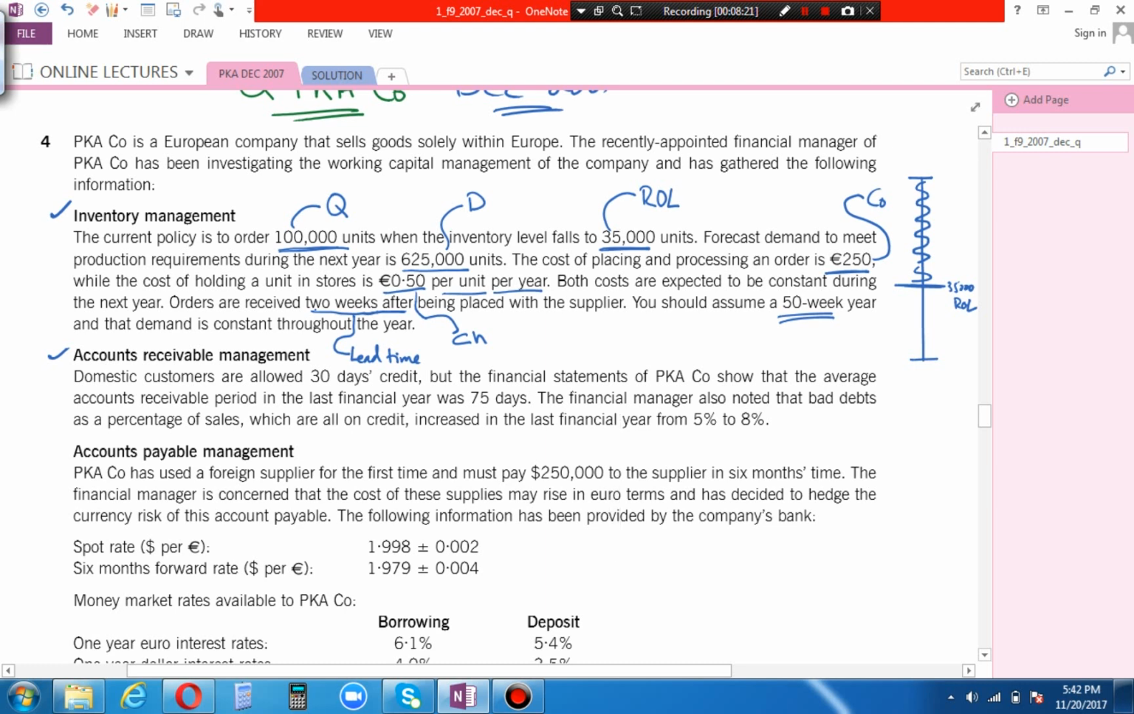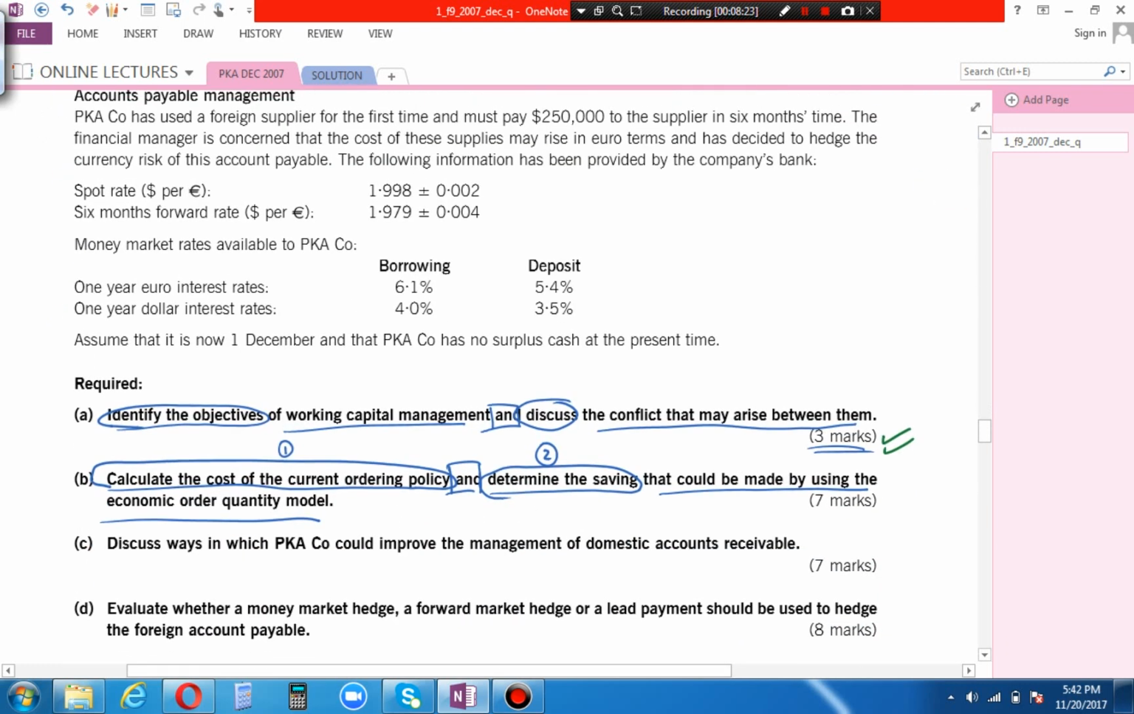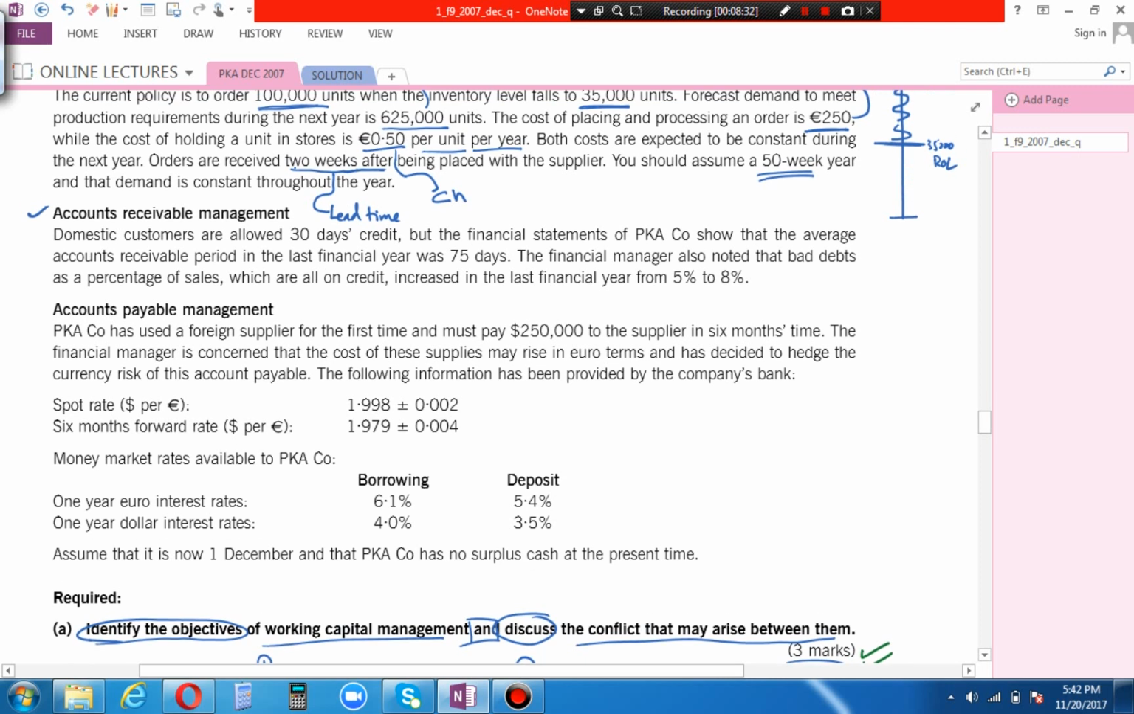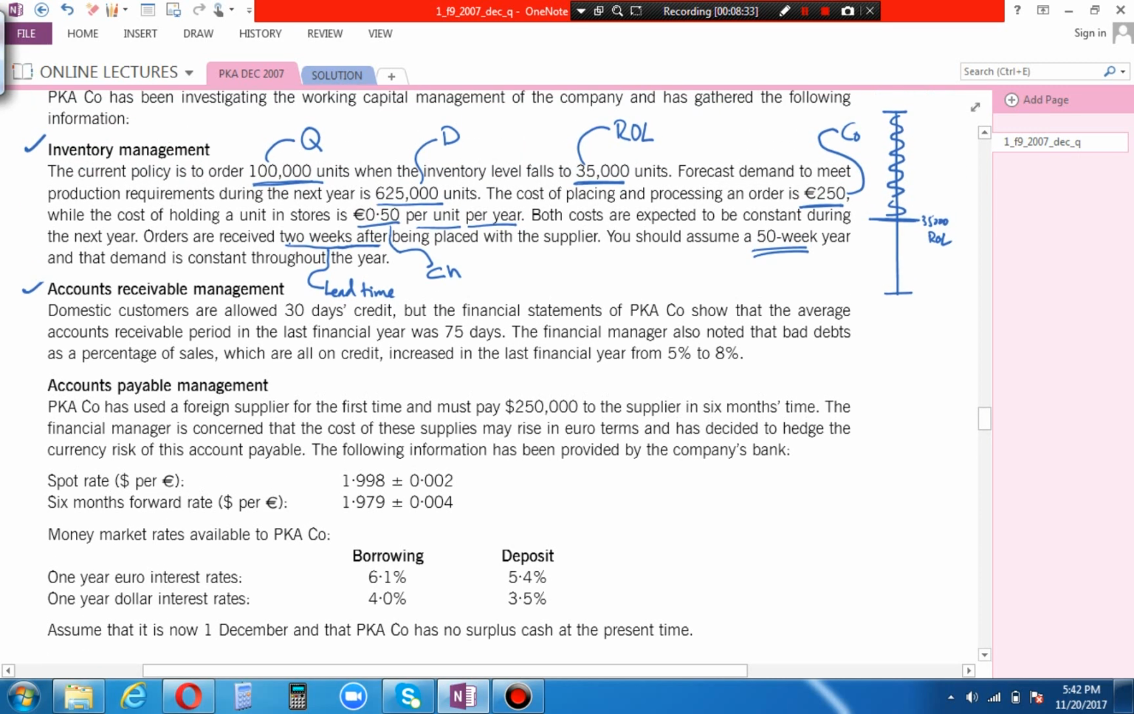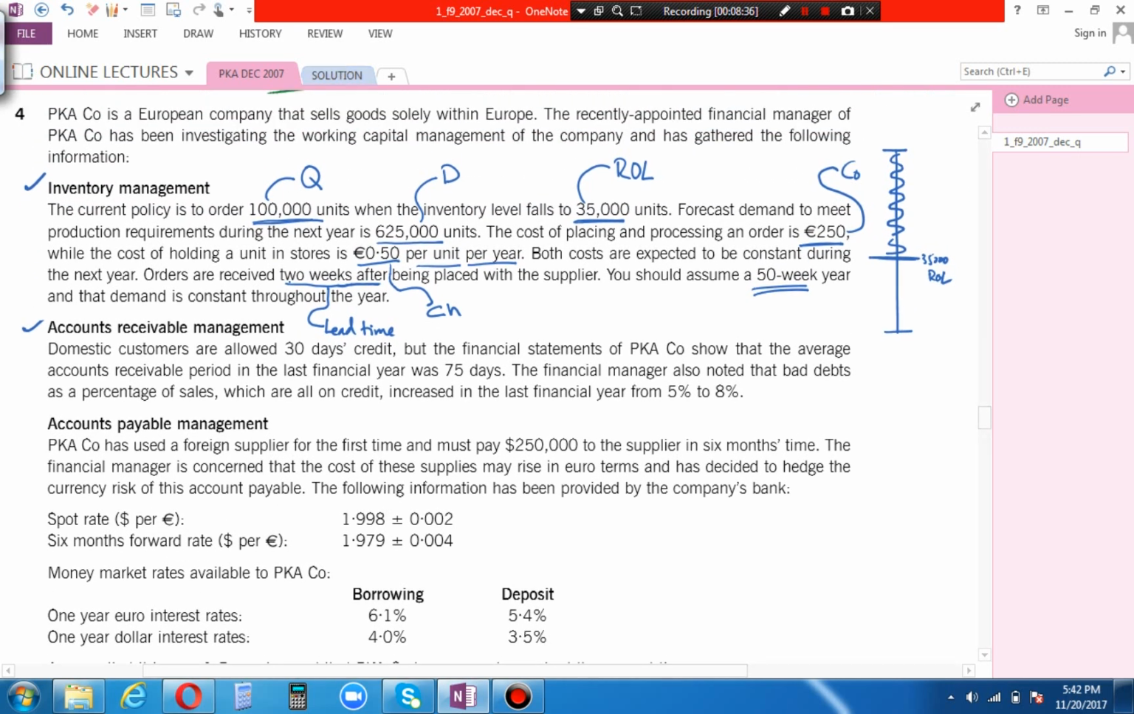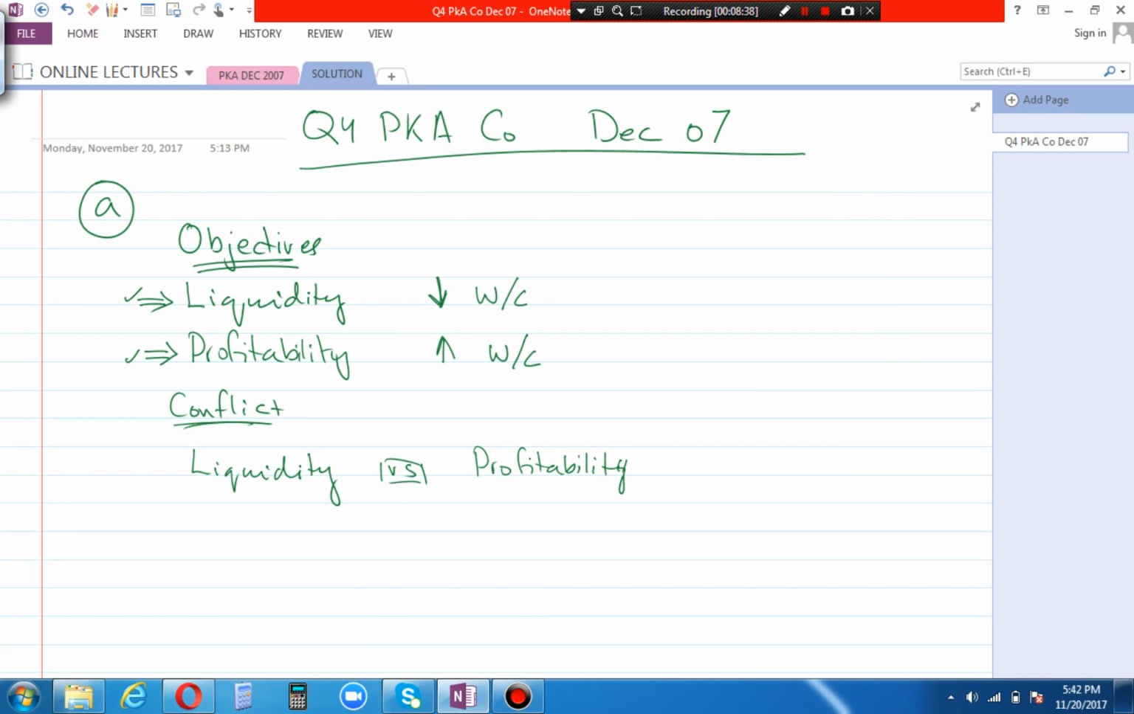All right. So what was the requirement? The requirement was in part A, we have done already. Calculate the cost of current ordering policy. So let's solve this question now. Part B.